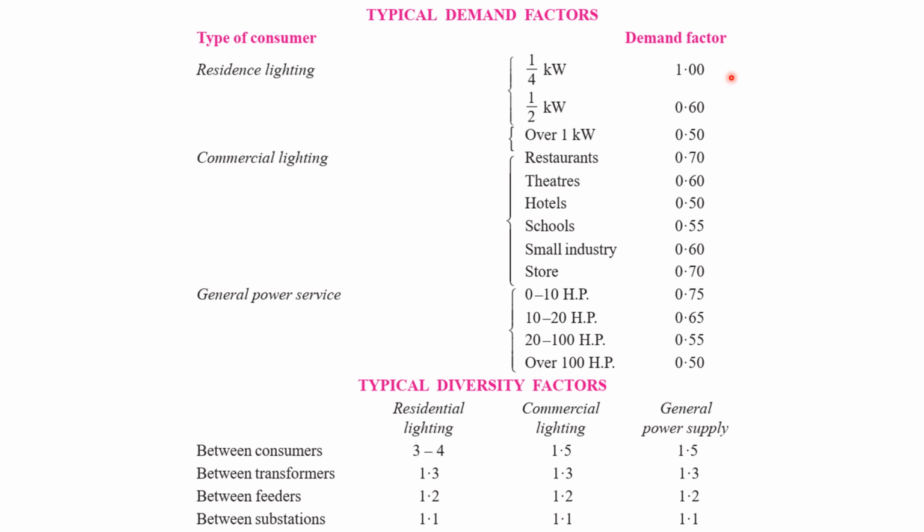Similarly, you can interpret the different other demand factors as well. In the bottom table, you can see the typical diversity factors. For residential lighting, commercial lighting, and general power supply, different diversity factors have been described in this table, and you can use these diversity factors in the problems as well. If the data is not given and these tables are given, you can use the diversity factor from these tables.